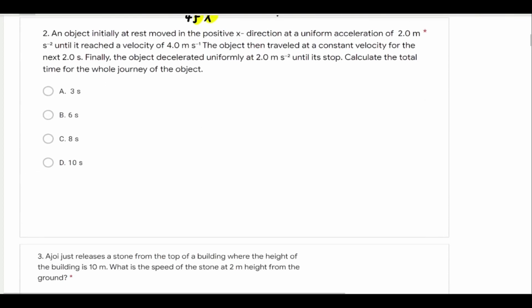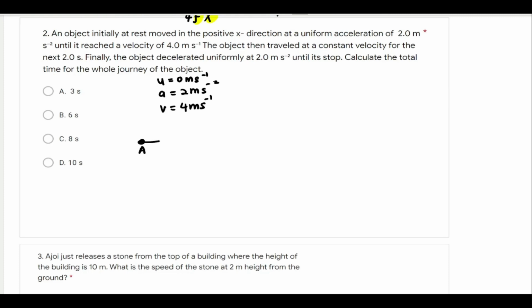Okay, so we have an object initially at rest, so u is equal to 0 meter per second. And it's moving in positive x direction, which is to the right, at uniform acceleration A is 2 meter per second squared until it reaches a velocity of 4. Kita keluarkan semua maklumat dia bagi. And then what happened to the object? The object then travels at a constant velocity for the next 2 seconds.